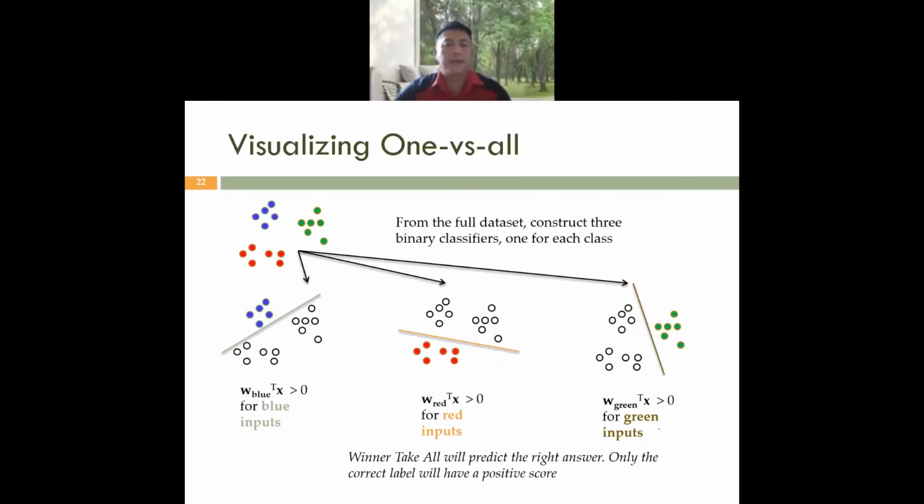So this is how we visualize them. We have three sets of them. Then we have a classifier for the blue one, and we also have a classifier for the red one, and also the green one.